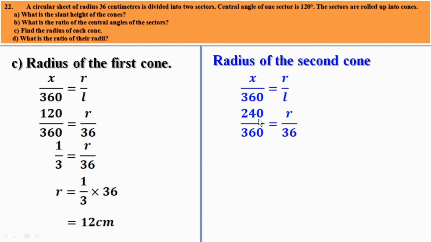Or we can simplify, 2 120s are 240 and 3 120s are 360. Now we can take 36 on the other side and we can write r equal to 2 by 3 into 36. 1 3 is 3 and 12 3s are 36. 2 into 12 equal to 24. So the radius of the second cone is 24 centimeters.